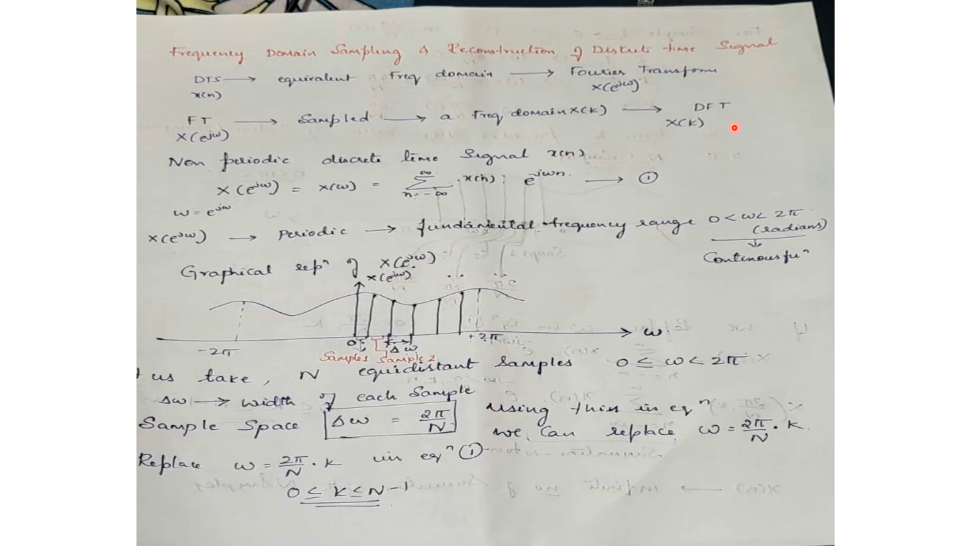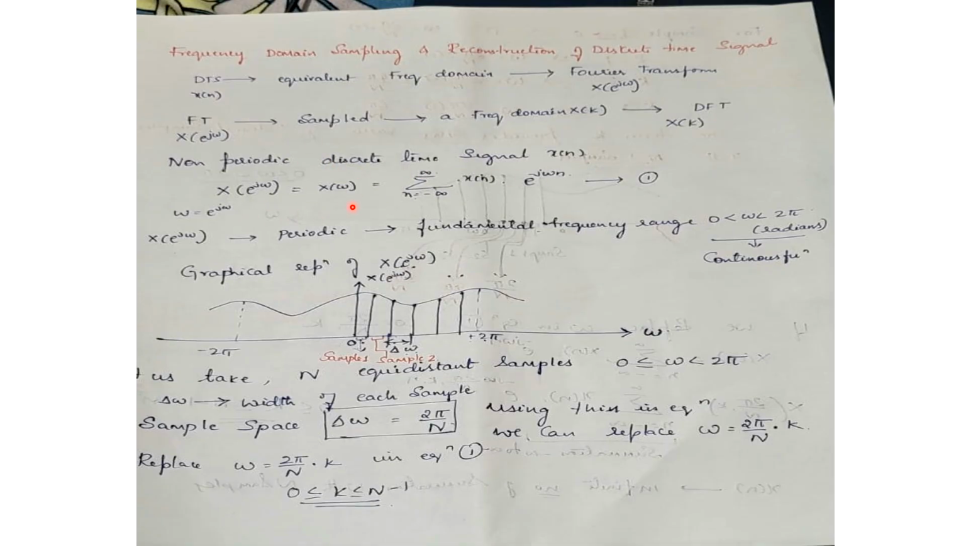So we are doing frequency domain sampling and we get the DFT, and then again we reconstruct the same signal through IDFT and we come back to the same signal, the discrete time signal. Okay, now let us start with a non-periodic discrete time signal x of n.